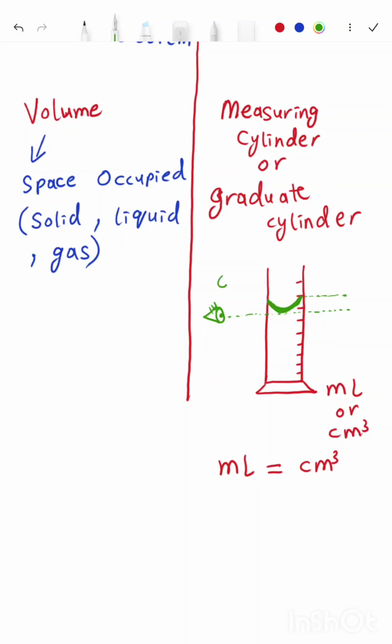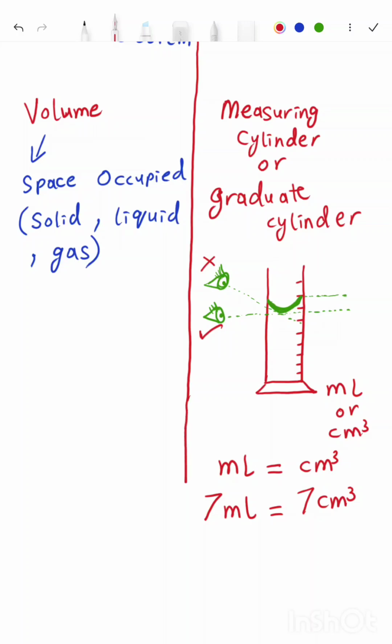If you are placing your eye here, let's suppose, then of course it is not going to give you the correct value. It is going to create an error. So this is not the correct position. This is the correct position of placing the eye. From the lower meniscus level, you can measure the volume of the liquid. So let's suppose our volume is 7 milliliter. We can say that it is 7 milliliter or 7 centimeter cube in this case.